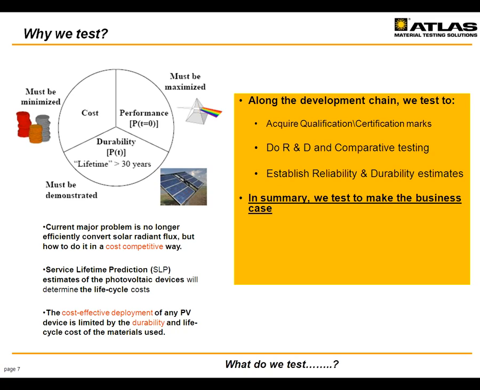So when we look at the testing along the development chain, we test to acquire qualification and certification marks, very definitely necessary for the commercial viability of PV. We test also for research and development purposes, as well as to do comparative testing between different designs, whether they are our own, internally developed, or whether we are doing some sort of comparison testing with the competition. And as I've alluded to twice already, we test to establish reliability and durability estimates for the life of the PV. So really, when you look at these three reasons for testing, we really are testing to make the business case for PV. We're testing to see how commercially viable PV is going to be.